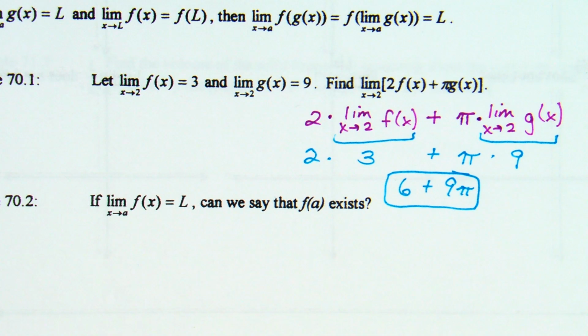Okay, example 2. If the limit as x approaches a of f of x equals L, can we say that f of a exists? Is this like a word problem, or are we still going to solve this with numbers? We're going to reason it out with a picture, because I think a picture will help it make sense.